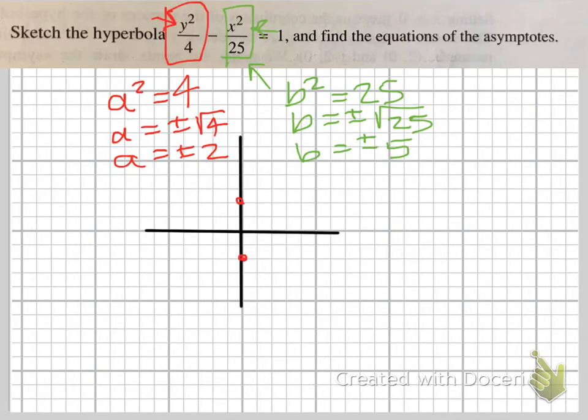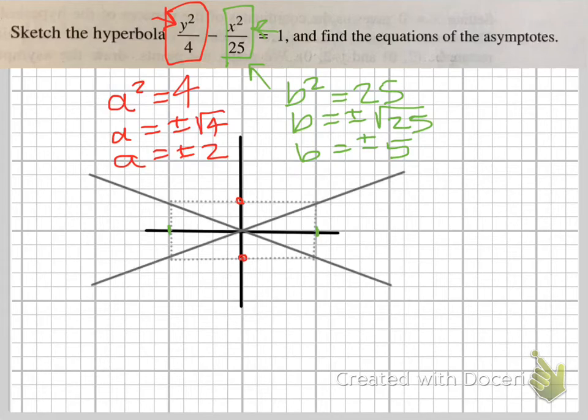Now we'll graph it. a is plus or minus 2, and notice that this time the a is with the y, so I'm going on the y-axis, plus 2, minus 2. Now I'll put the b on the x-axis, plus 5, minus 5, and draw my little rectangle. Then I'm going to draw asymptotes from the corners of the rectangle and find the slope from the origin. So I'm going to go up 2 over 5 to get an asymptote of y equals 2/5 x. From the same point, from the origin, if I go down 2 over 5, I will get the second line, y equals negative 2/5 x.